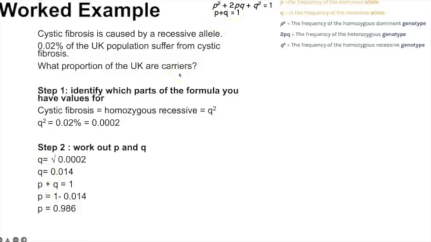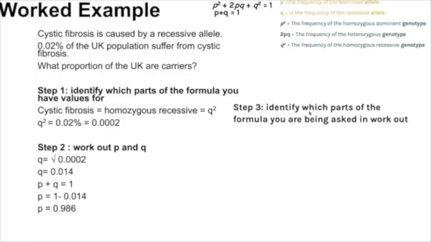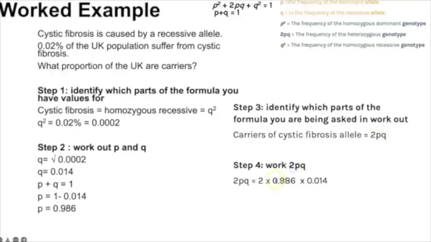Now, they've said they want you to work out what proportion are carriers. And if they're carriers, that must mean that they are heterozygous in this example. So they're asking you to work out 2pq. So 2pq would be 2 times p, so 2 times 0.86, times q, which is 0.014, so 2pq is 0.03. And you need to look carefully to see if they specify your answer has to be given as a percentage or not. If it doesn't say anything, then you can leave it as 0.03. If it says a percentage, then times it by 100.